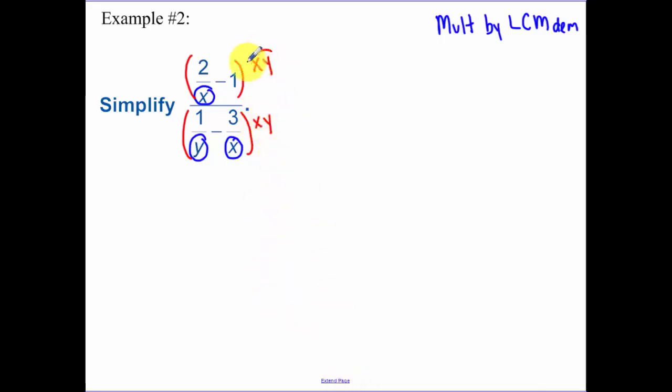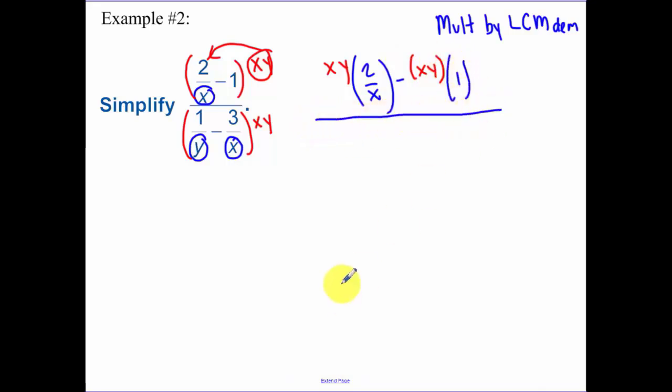When I take and I multiply this xy times the 2 over x, so I have xy times 2 over x minus xy times a 1, all over. Now I have 1 over y, and I'm multiplying xy times that. And then we have 3 over x, also times that xy.